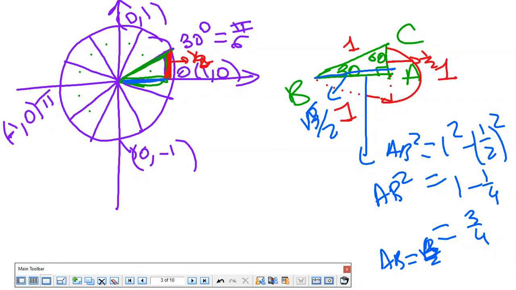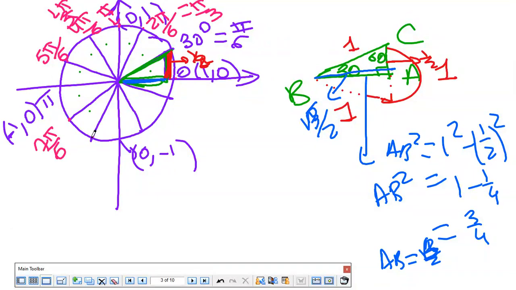If I want to use radians, this is 0, pi over 6. This one we said is 2 pi over 6, which is pi over 3. Then 3 pi over 6 is pi over 2. This one is 4 pi over 6, which simplifies to 2 pi over 3. This one is 5 pi over 6. This angle is 6 pi over 6, which means pi. This one is 7 pi over 6. This is 8 pi over 6, which simplifies to 4 pi over 3.